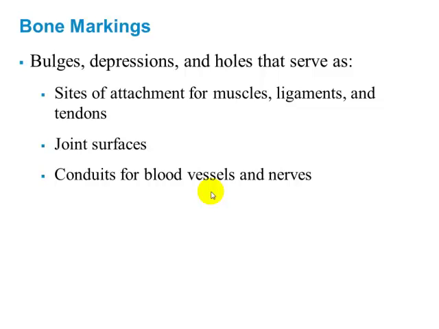So to begin with, we're just going to take a few minutes and go through some of the terminology that we want to use. Right? Basically, we're talking about the lumps and bumps and holes on bones, but you can't use the terms lumps and bumps and holes. Right? So we're going to look at different terms that describe where we have a site of attachment for muscles, ligaments, or tendons, where we have potential joint surfaces, where we have conduits or openings for different blood vessels and nerves. Now we're going to familiarize ourselves with the terminology so that when we actually look at the bones in Chapter 7, you can imagine you will need to know the name of the bone and then some of these specific bone markings.